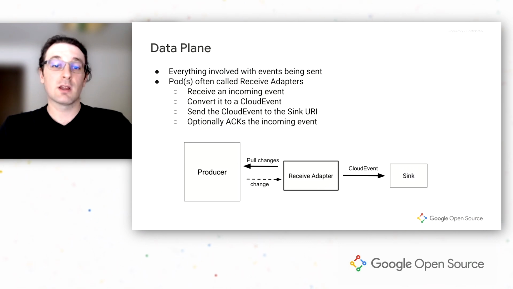It will then take this event and convert it into a cloud event. It can make any modifications it wants, including the CE overrides we saw earlier. It then sends this event to the sink that was passed in as an environment variable. And finally, if the original event producer needs acknowledgments, the receive adapter will then acknowledge upstream. The picture we have here is of a pull-based source. The receive adapter is pulling changes from the upstream producer and sending those as cloud events to the sink.